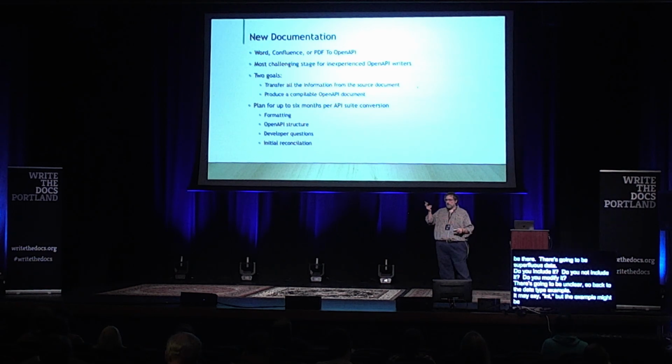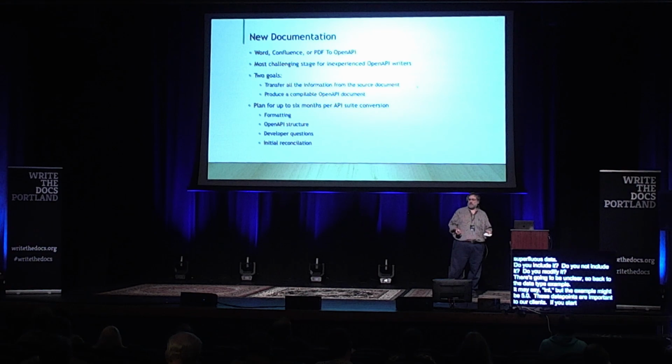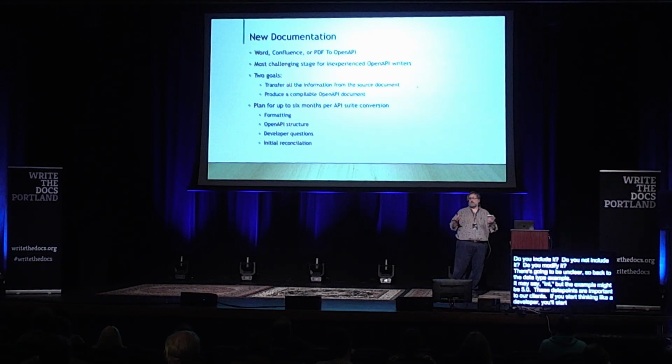So back to the data type example, it may say int as a data type, but the example may be 5.0, which doesn't make an integer, and it makes it a floating. And these data types are important to our clients. If you start thinking like a developer, you'll start seeing these. So which is it? Is it int? Is it 5? Is it 5.0? Should it be a float? Again, all these things take time.